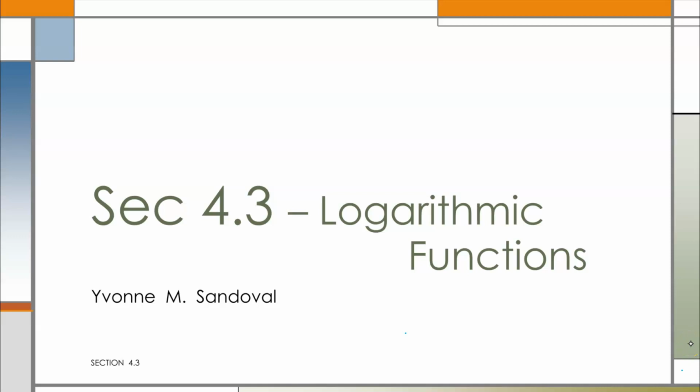Section 4.3, Logarithmic Functions, Part 2.